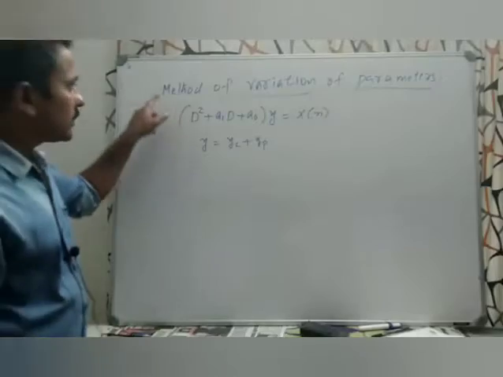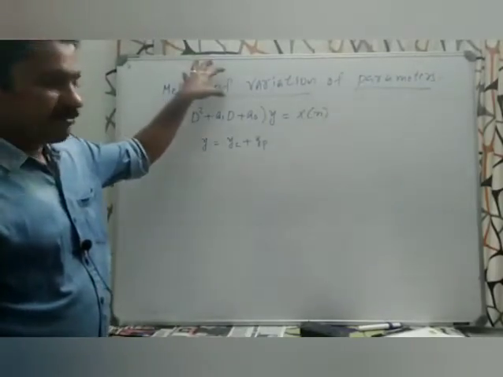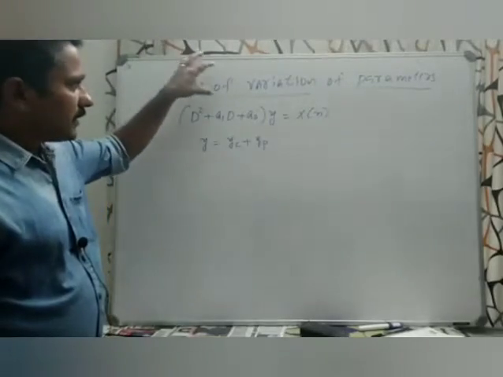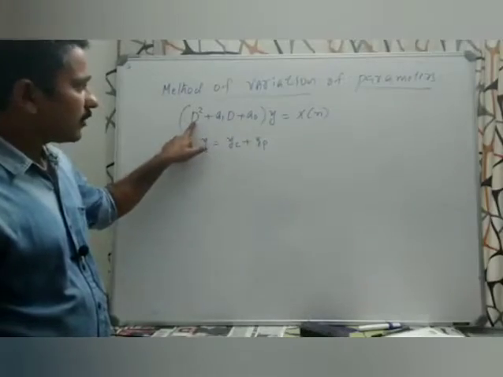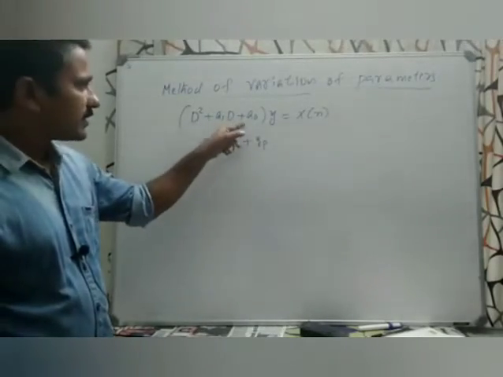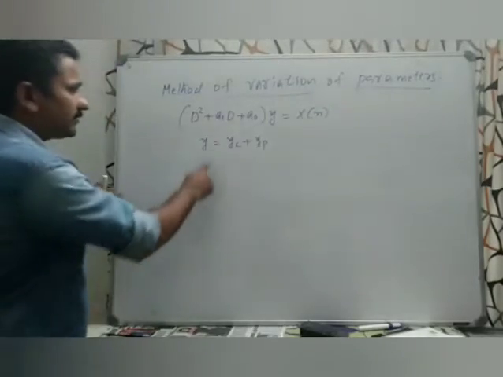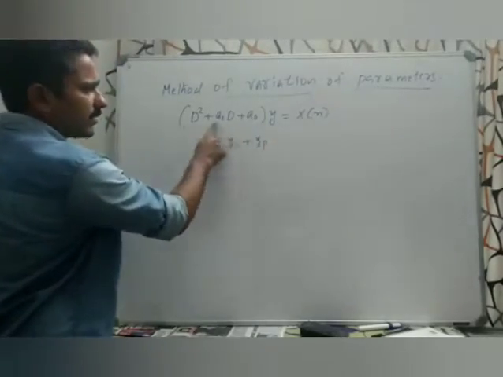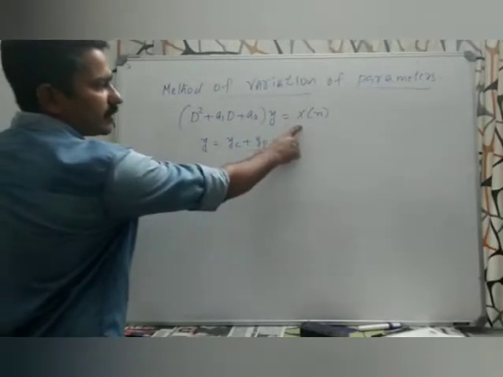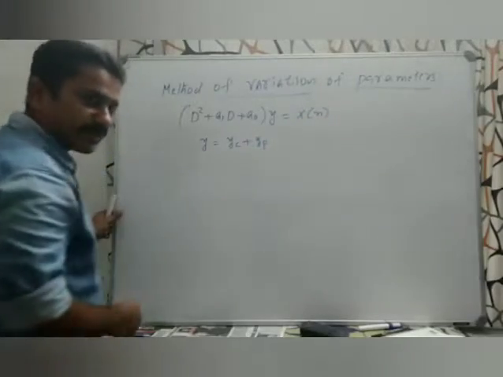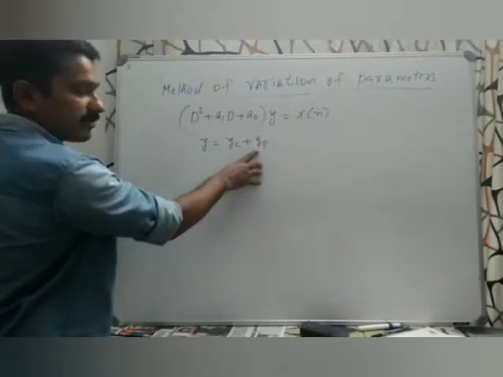One such method is the method of variation of parameters, and this method is to find the particular integral of a second order linear ordinary differential equation. We have seen that this is the general form of a second order ODE, like (D square plus a1 D plus a naught) of y is equal to X of x. This X of x is a function of x, and the solution contains two different parts, complementary function and particular integral.